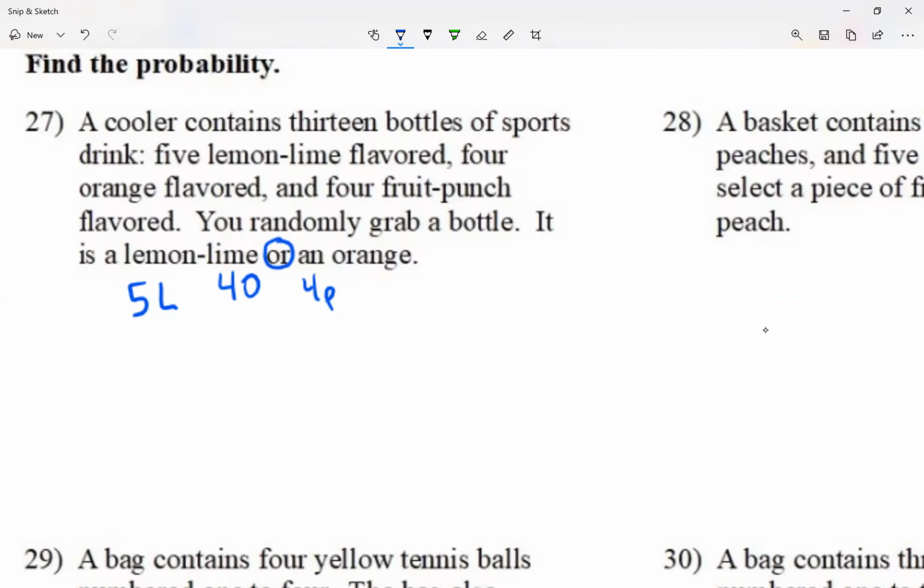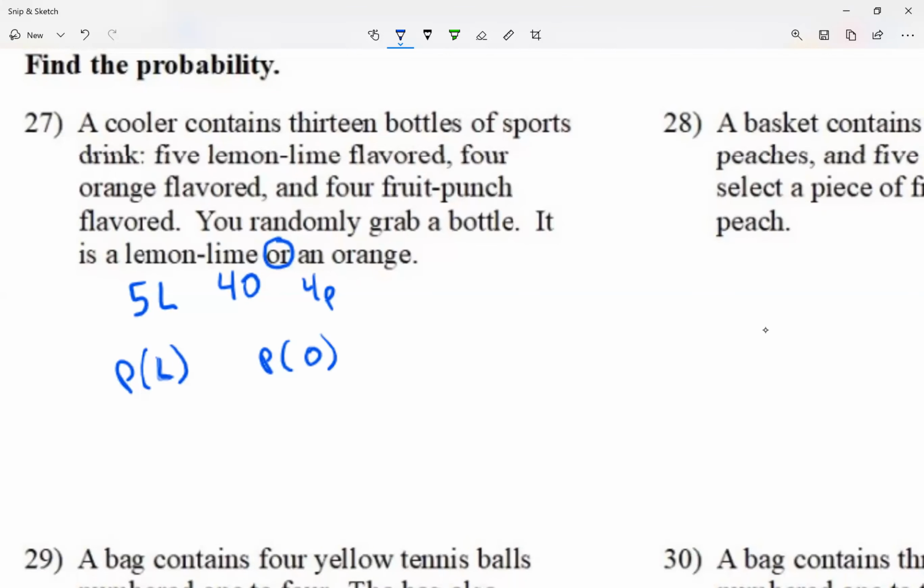Okay, so first I have to think, probability of being lemon lime. So let me do probability of L, the probability that I get a lemon lime flavored drink. And then I have to consider the probability of orange. Then I ask myself, can they happen at the same time? Can I get a drink that is lemon lime and orange at the same time? In this case, no. So these are what we call mutually exclusive, right? It cannot happen at the same time. And I'm just going to add my probabilities because I'm using the word or.